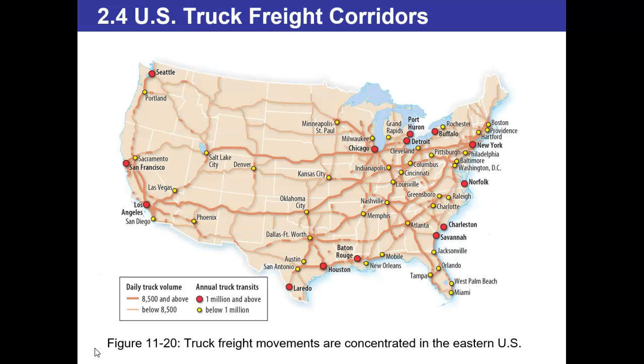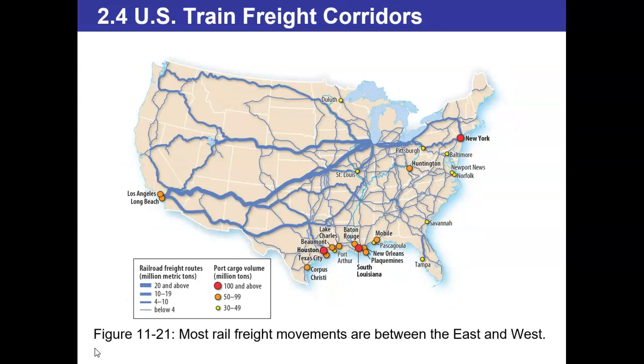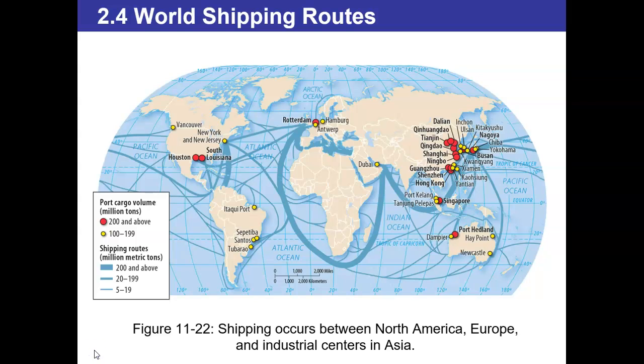Take a look at figure 11-20 located on page 394 of your textbook. This indicates truck freight movements and that they are concentrated mostly on the eastern side of the United States. This next figure, figure 11-21, shows rail freight movements. Those happen to be between the east and the west. So again, rail movements have to do with railroads. And this next image, figure 11-22, will show that shipping is also another method. Shipping occurs between North America, Europe, and industrial centers in Asia. You can see in the map all the different routes.